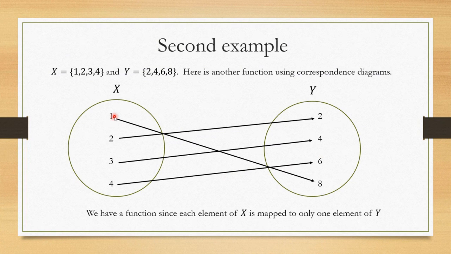But again, from each element in the first set, the domain, there's only one arrow coming out. That's what has to happen in a function. Are there any questions so far?